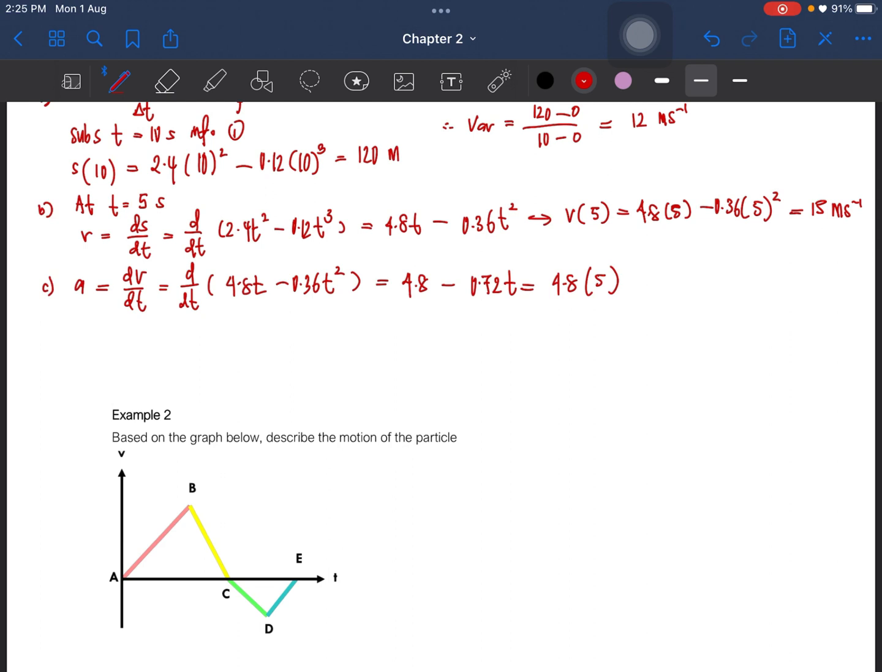Substitute the value of 5, substitute 5 into t, you will then get, let me just write it down, you will then get the acceleration, the instantaneous acceleration, to be equal to 1.2 meter per second square.